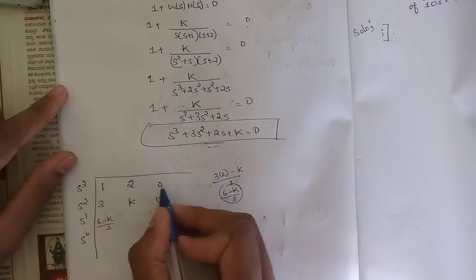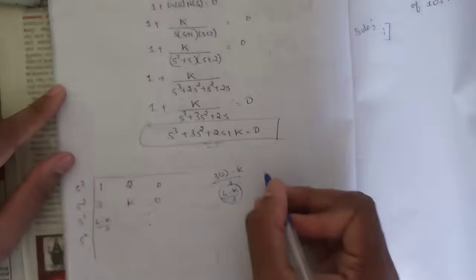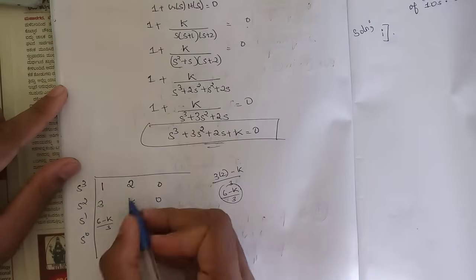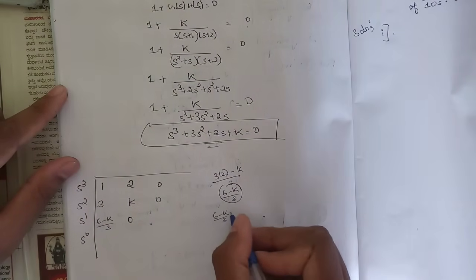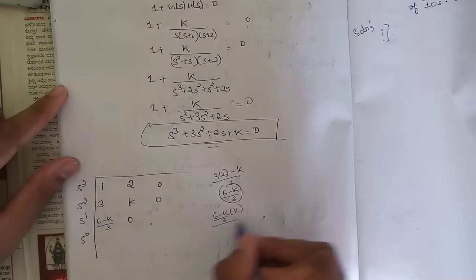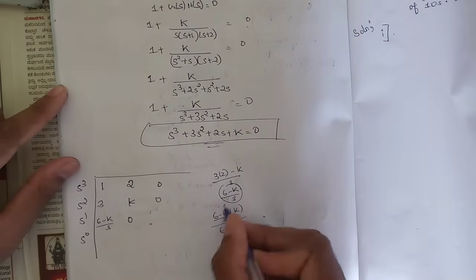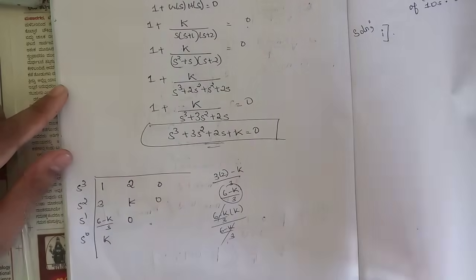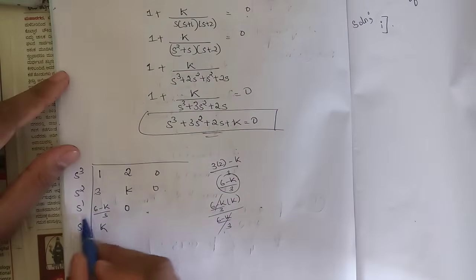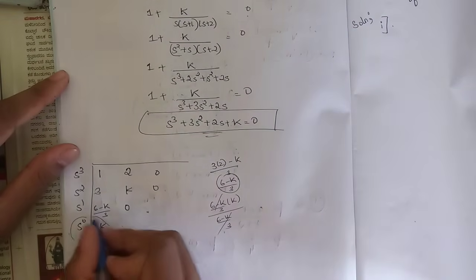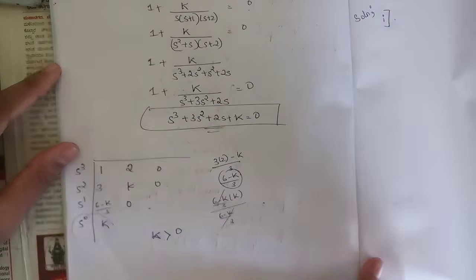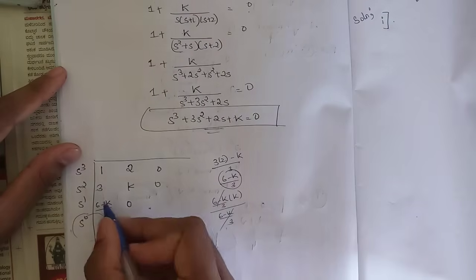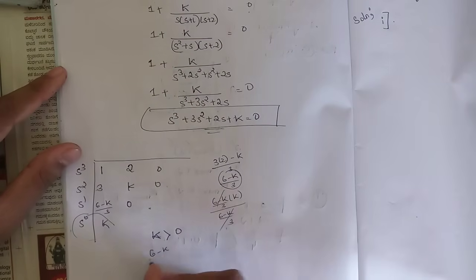Then here it is again 3 into 0 minus 1 into 0, so the numerator term is 0, so this is 0. And again, (6 minus k) by 3 into k minus 0 divided by (6 minus k) by 3, so this cancels and the left out term is k. Now, the last term should always be greater than 0. So now consider the term above it, that is (6 minus k) by 3 greater than 0.